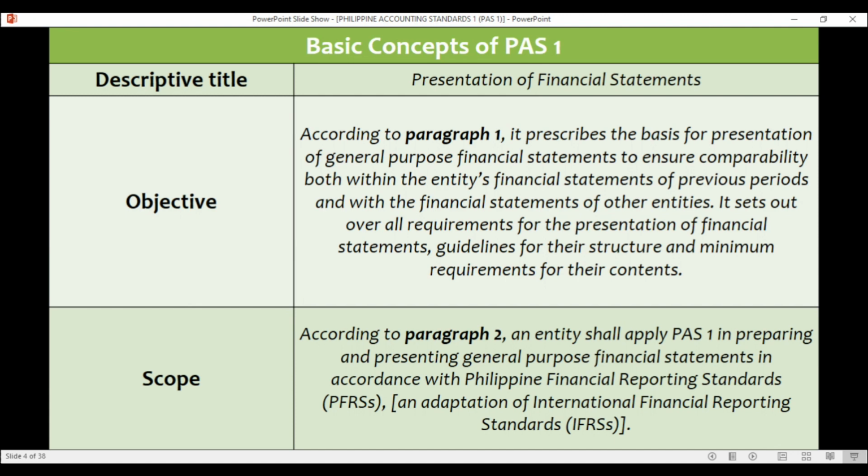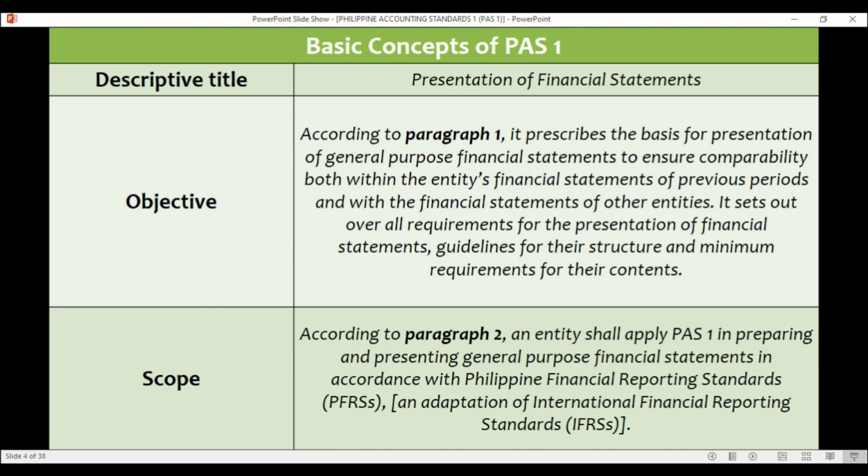So the objective, according to paragraph 1, it describes the basis of presentation for general purpose financial statements to ensure comparability of the financial statements within the entity and those financial statements of other entities. It set out requirements for the presentation of financial statements, guidelines for their structure, and minimum requirements. So meaning, pag ang isang entity gumawa ng isang financial statement, pag nag-prepare ng financial statement, at a minimum kailangan pong sundin ang mga provisions ng PAS 1.